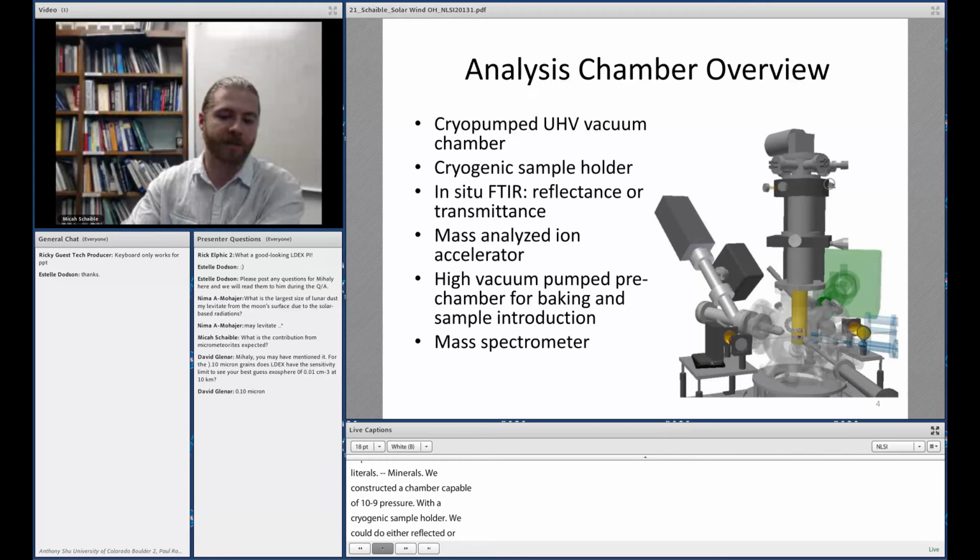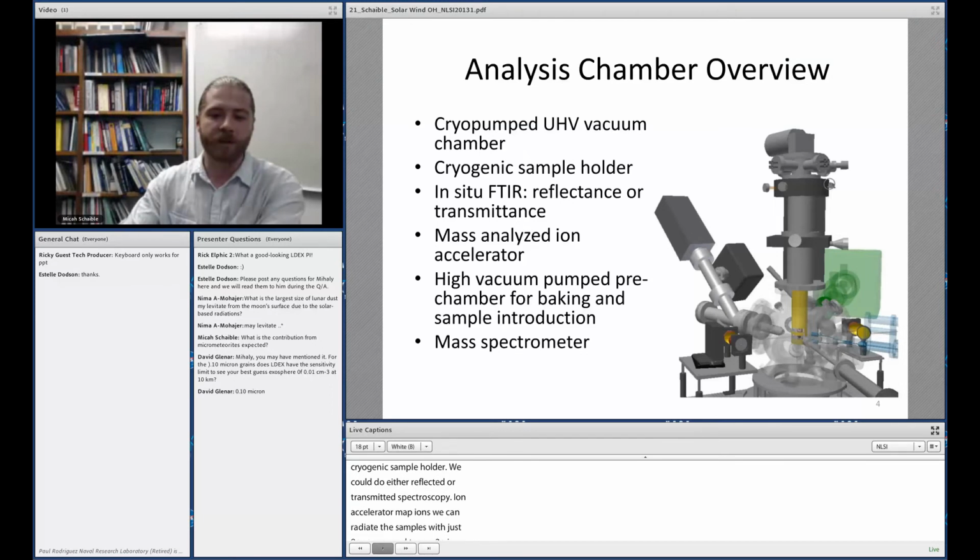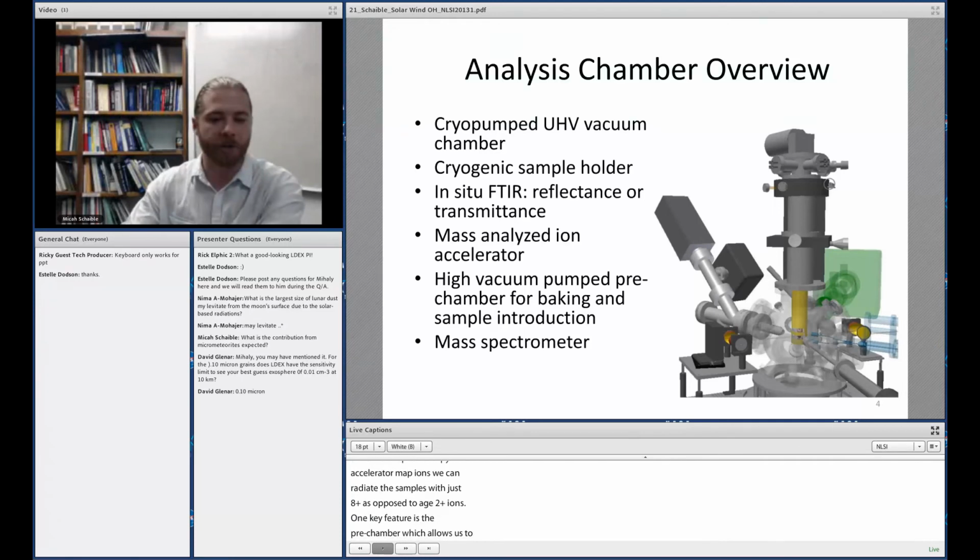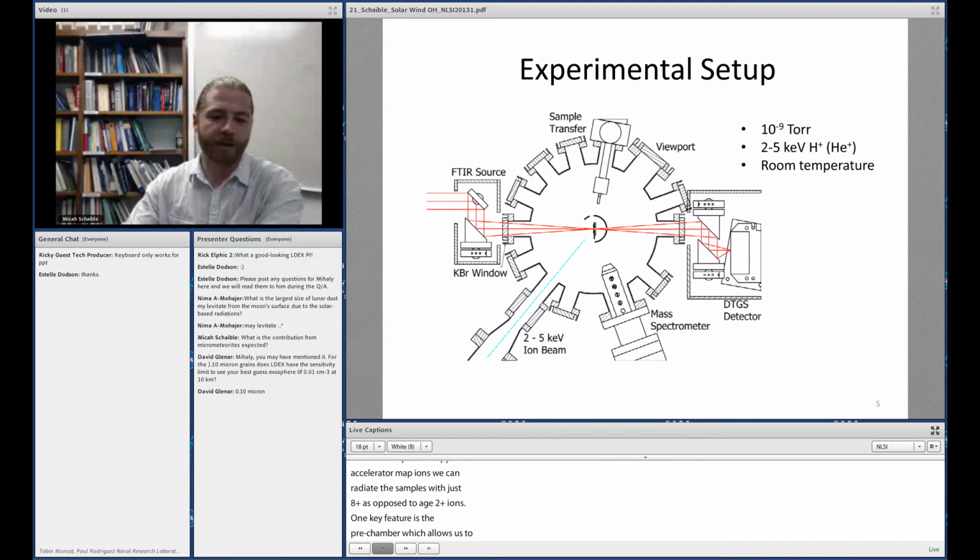Our ion accelerator is mass analyzed so that we can irradiate the samples with just H+ as opposed to H2+ ions. And one key feature is a pre-chamber, which allows us to bake our samples first and then directly transfer them to the sample holder without any air exposure.